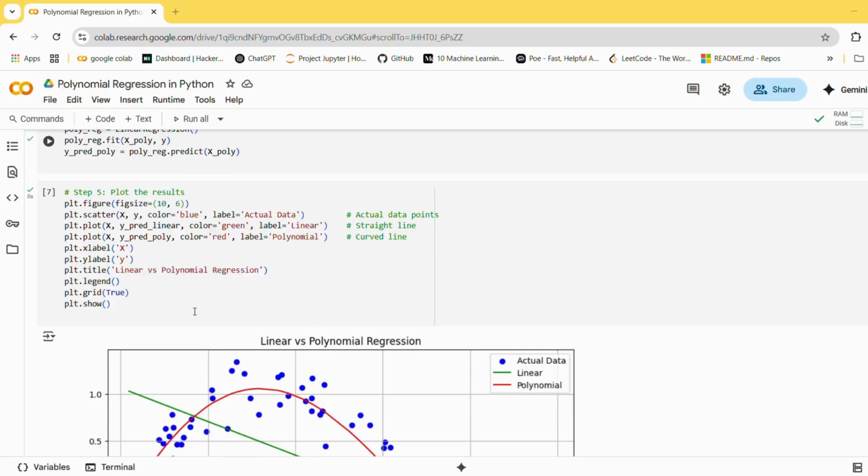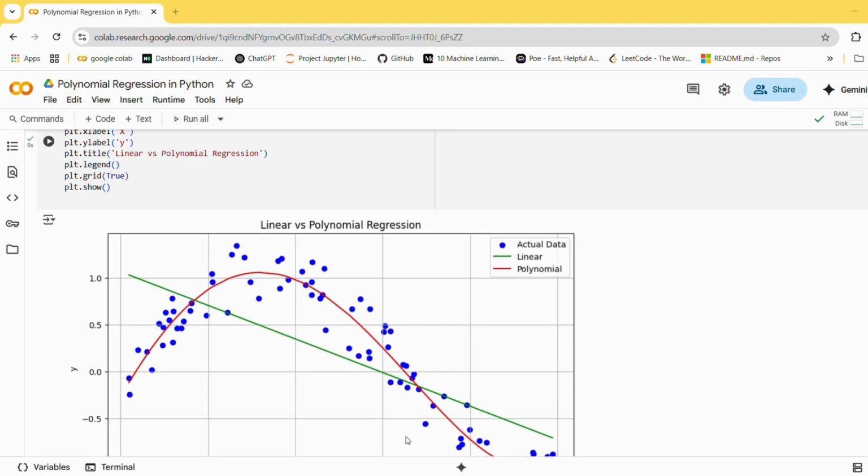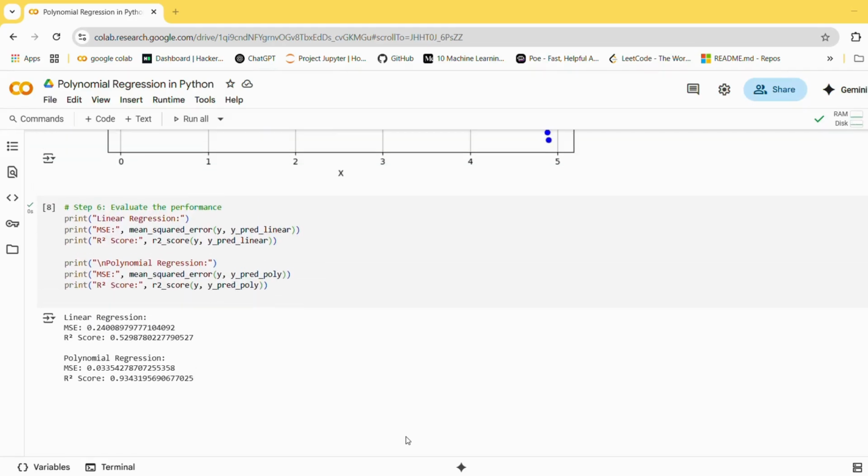And here is the main step of this. The blue dots represent actual data, the green line represents the linear regression result, and the red curve represents the polynomial regression result. We will see the red curve fits the data much better than the green line. And here is the final step.